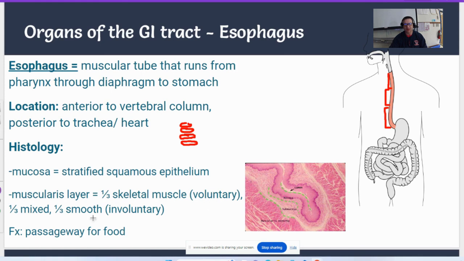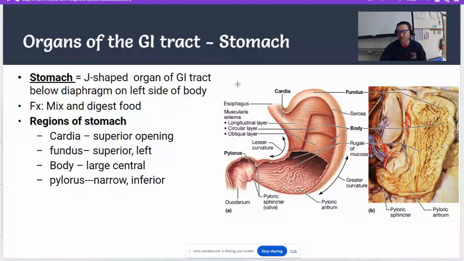And obviously its function is for food to go from your mouth to the pharynx, down the esophagus, and into the stomach. All right, so after you chew the food, the bolus is going to go down the esophagus, and the next spot it's going to reach is, of course, the stomach, a J-shaped organ, kind of a backwards J, located below the diaphragm, which separates the thoracic and abdominal pelvic cavities, on the left side of your body. And its function is to mix and digest food.